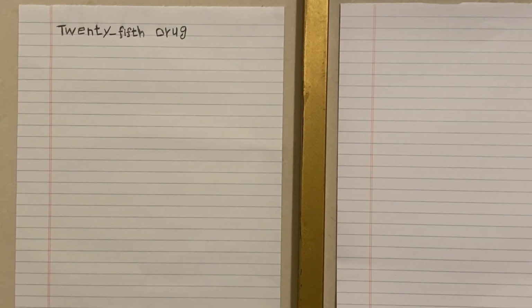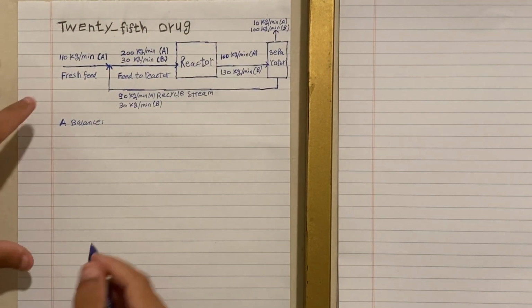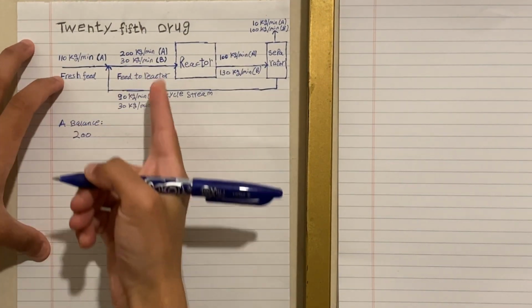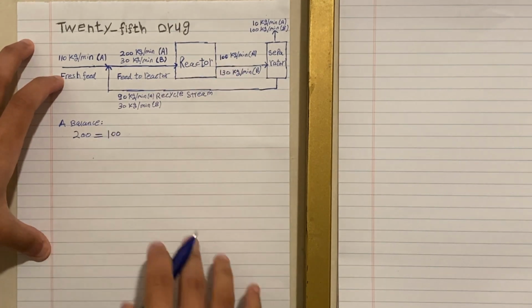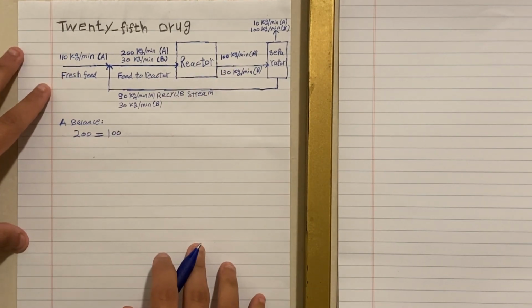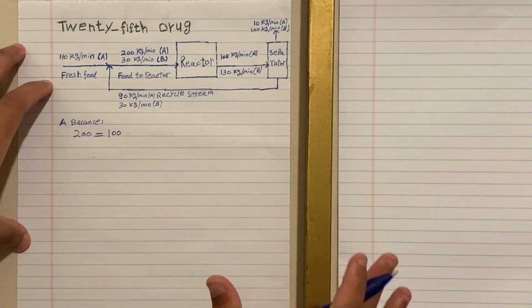Is material balance analysis different for a reactive system? Today we will answer the question using this example. If you do an A balance, you will notice what comes in is 200 and what leaves is 100. Is this supporting what we were saying before, that in equals out?